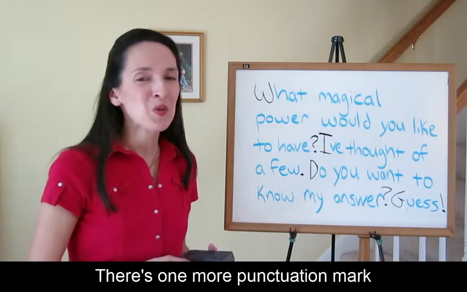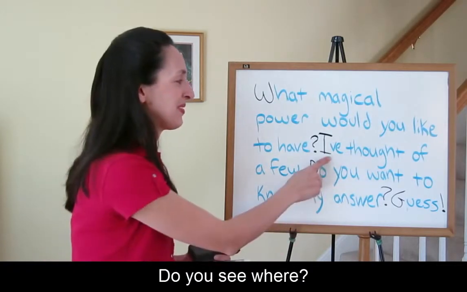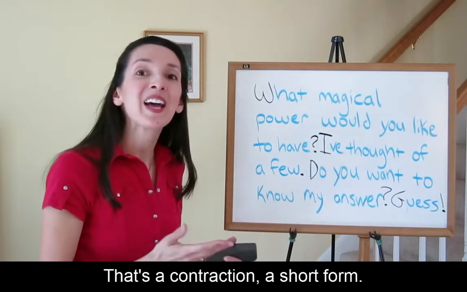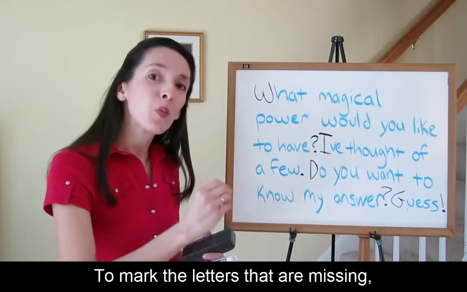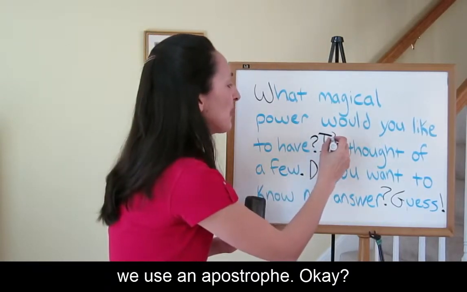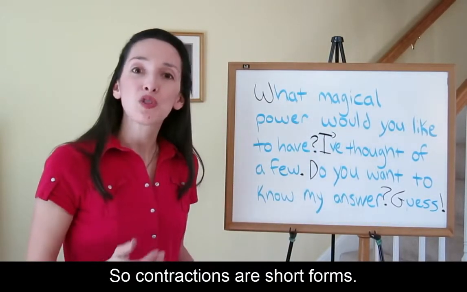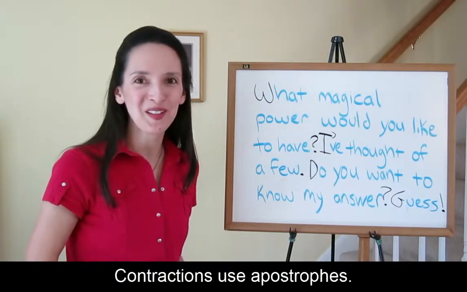There's one more punctuation mark I need to add here. Do you see where? Right there. That's a contraction, a short form. To mark the letters that are missing, we use an apostrophe. Okay? So contractions are short forms. Contractions use apostrophes.